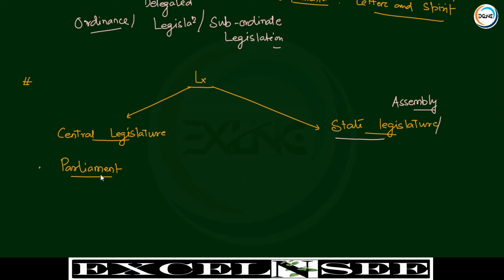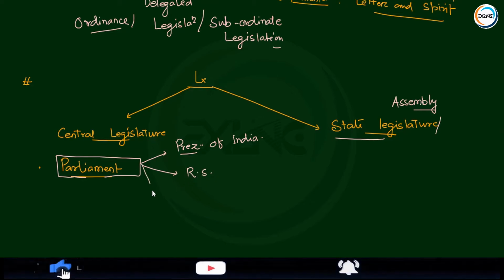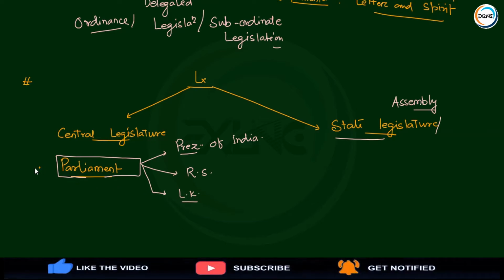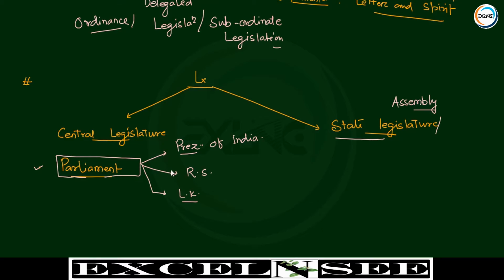Assembly. When we say Parliament, how many parts does Parliament have? There are three parts. What? President. Okay, President of India, that part is the President. Then there is the upper house, that is called Rajya Sabha, and the lower house, that is called Lok Sabha. So Parliament has three parts: President of India, upper house Rajya Sabha, lower house Lok Sabha.